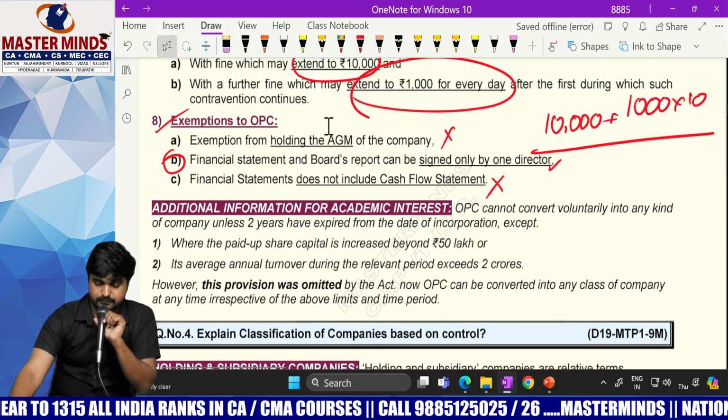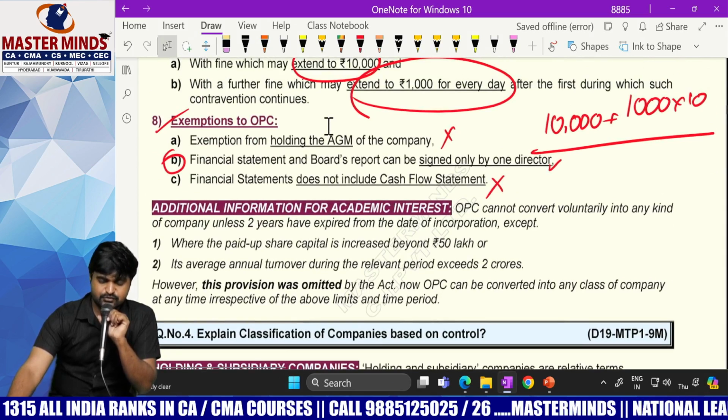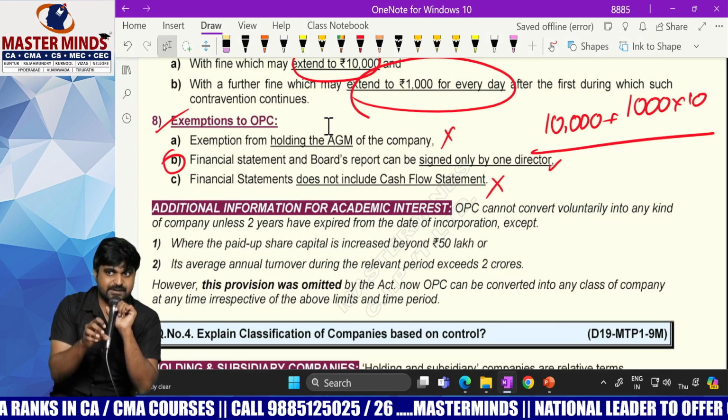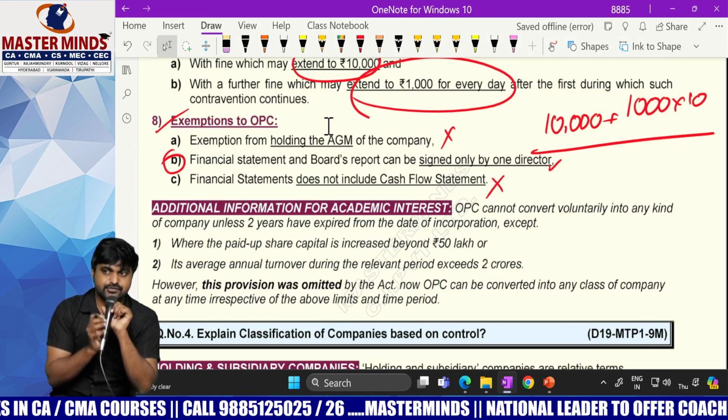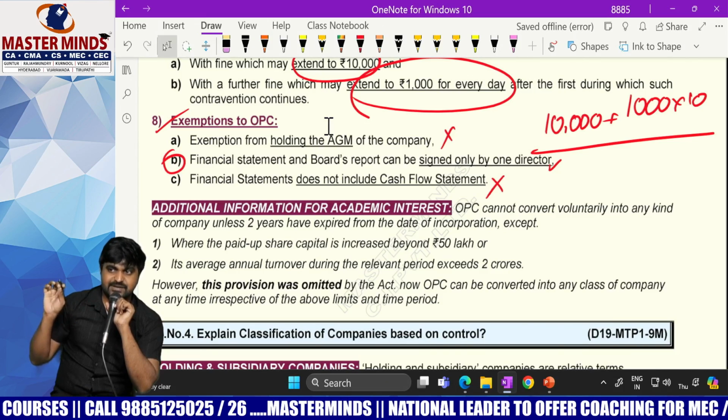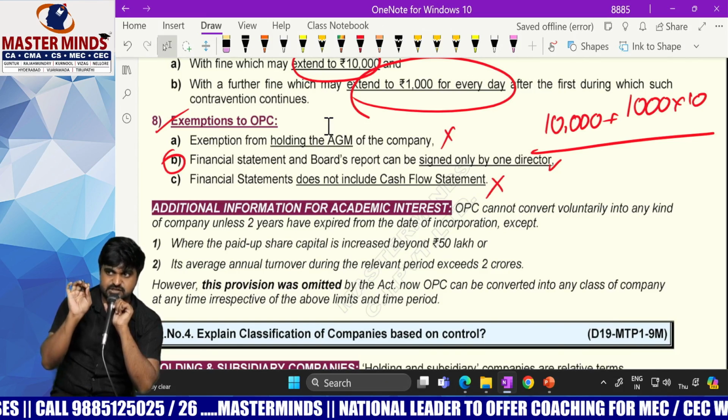Exemptions to the OPC. Exemption from holding the AGM. First of all, here you need to remember the entire process which needs to be followed by a company for every year. So what is that process? First, the company will prepare financial statements.